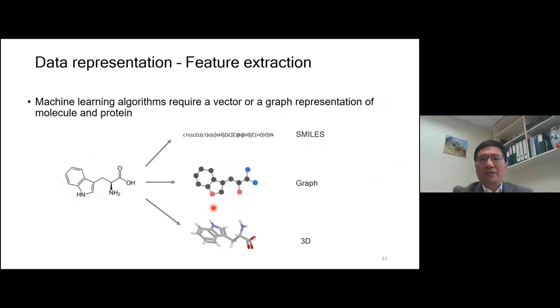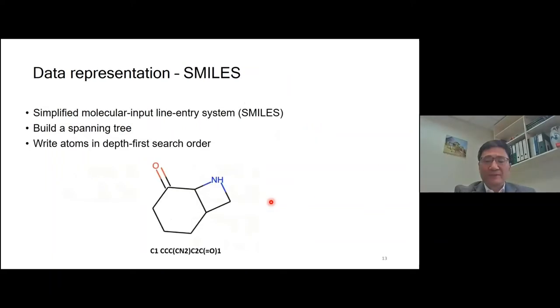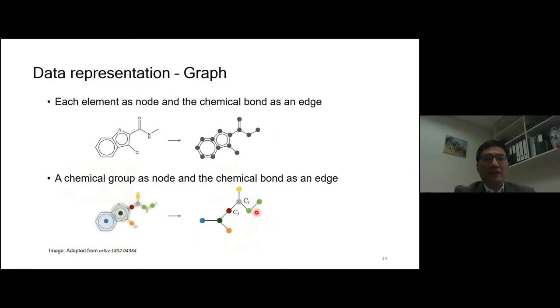Machine learning requires a vector or graph representation of the molecule and the protein. So you have to simplify to make the molecule as a graph, as I showed here. And then simplify the molecule as the input line or entry system. So we need to build up a spanning tree and search order, as I showed here. And then each element is a node and the chemical bond is an edge. The chemical group can also be a node, and also the chemical bond as an edge.